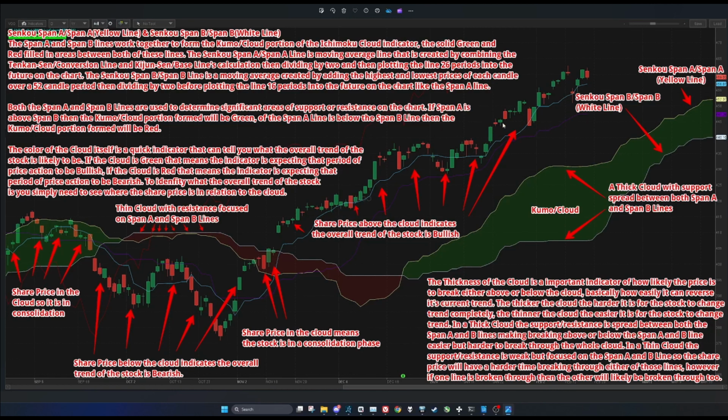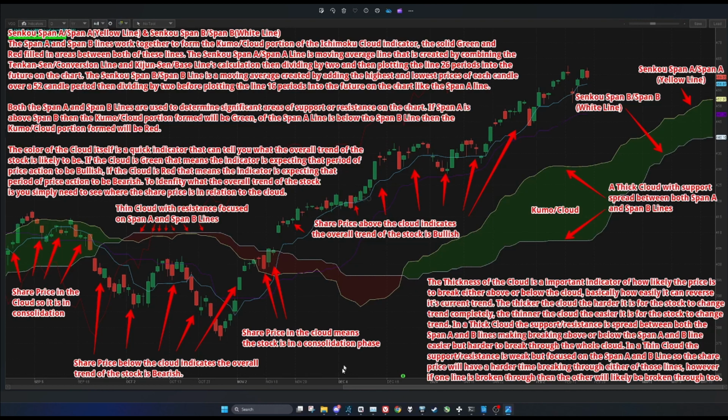So if your share price is above the Span A and Span B line, the distance between the candlesticks and the top line of the cloud is going to be significant, or your cloud in general. So if your share price is very, very far away from your cloud, that means that the overall trend is going to be stronger in whatever direction is going on. So if your share price is bullish, candlesticks above the cloud, but is really far away, that means the current trend is probably really, really strong. It's going really, really strongly up.